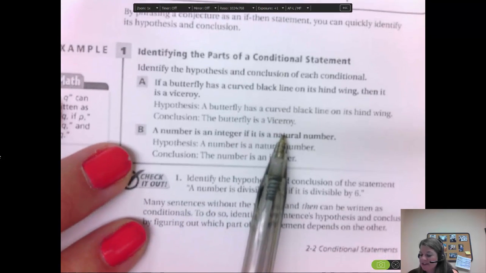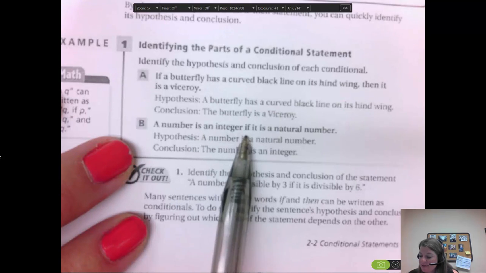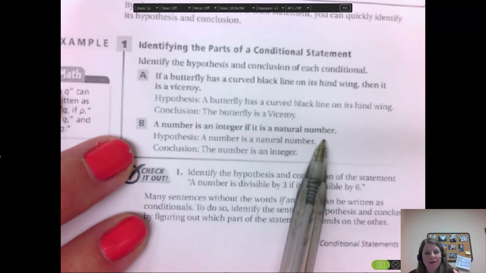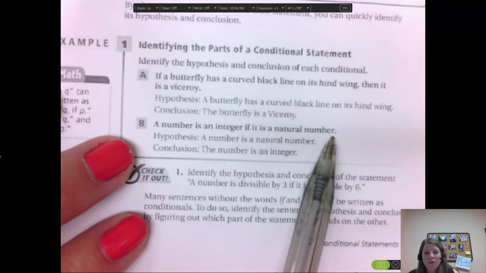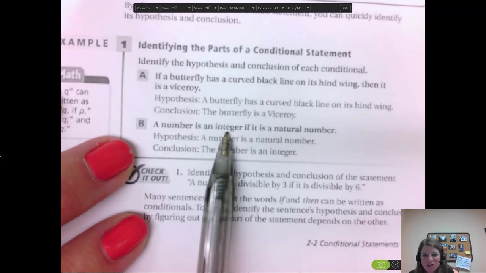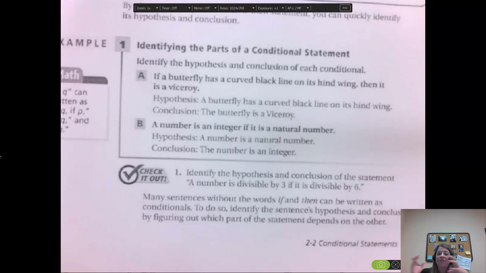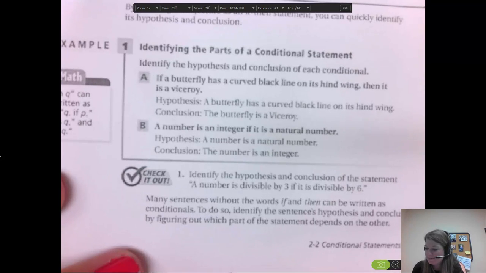So let's look at the next one. A number is an integer if it is a natural number. It didn't go if-then, it went a little different. You have to think about it. If it is a natural number has to be your hypothesis. What you come up with is the number is an integer. That's your conclusion. So it's not necessarily written in the if-then format. Typically it is, but not always.